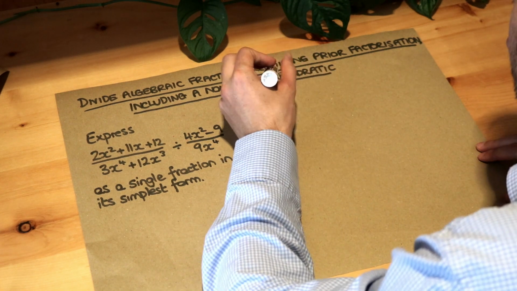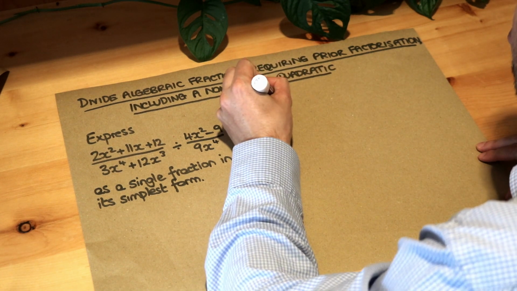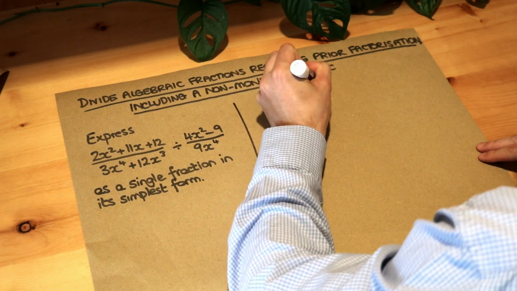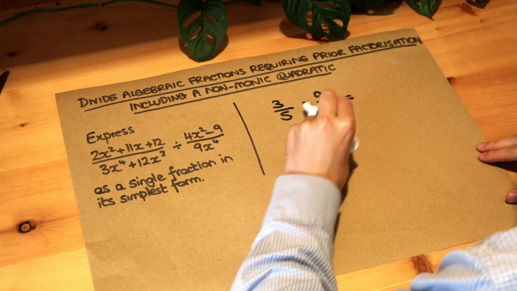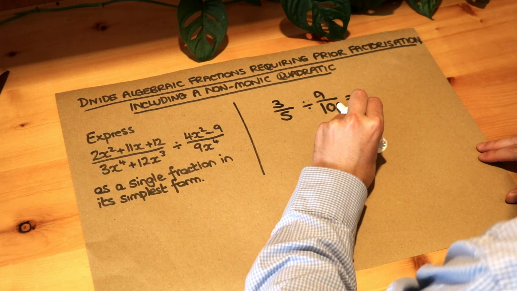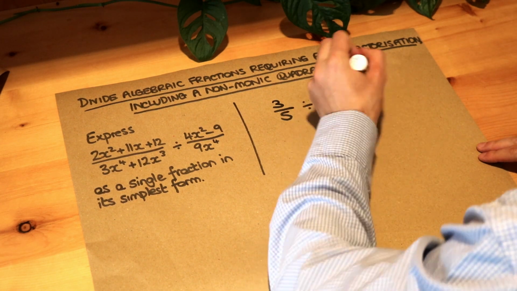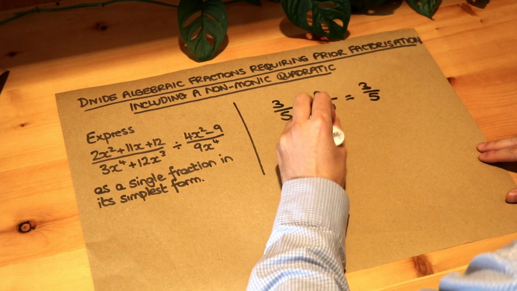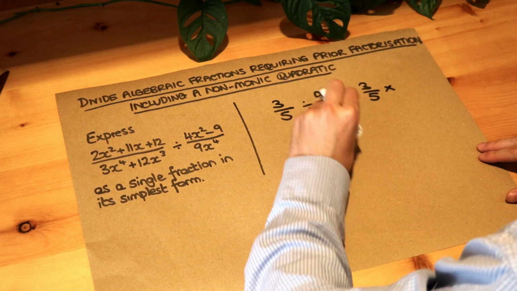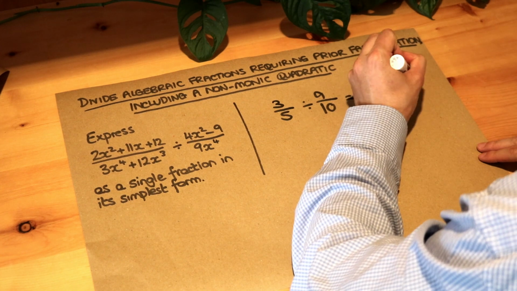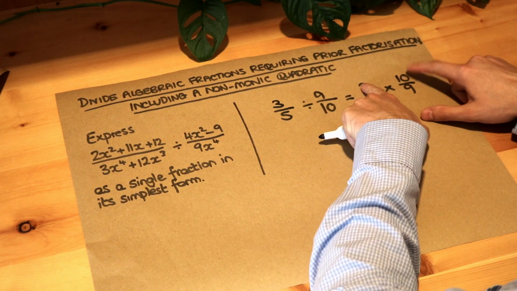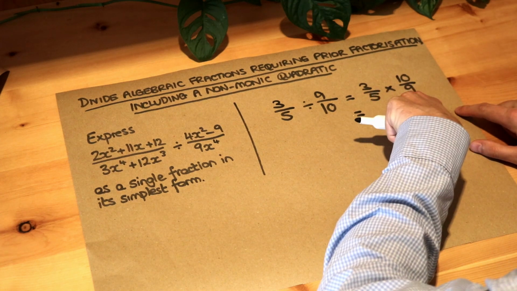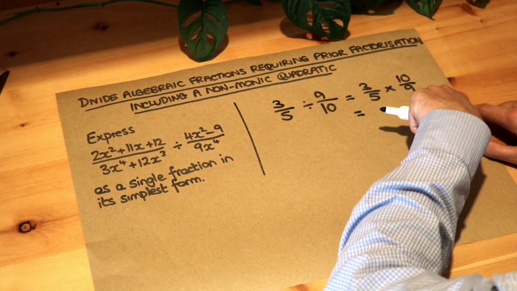If, for example, I had 3/5 divided by 9/10, do you remember you keep, you change, and you flip, or reciprocate is the mathematical term. You keep the 3/5 as it is, you change your divide into a times, and you reciprocate the second fraction. So you flip it upside down, and then we can multiply the numerators. So 3 times 10 would be 30, 5 times 9, if we multiply the denominators, is 45, it'd be 30 over 45.